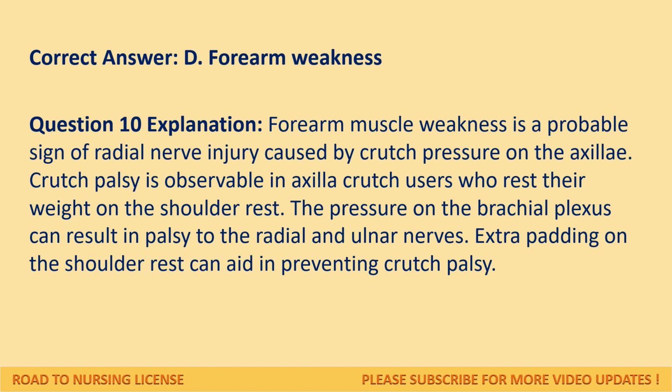Question 10. Explanation. Forearm muscle weakness is a probable sign of radial nerve injury caused by crutch pressure on the axillae. Crutch palsy is observable in axilla crutch users who rest their weight on the shoulder rest. The pressure on the brachial plexus can result in palsy to the radial and ulnar nerves. Extra padding on the shoulder rest can aid in preventing crutch palsy.